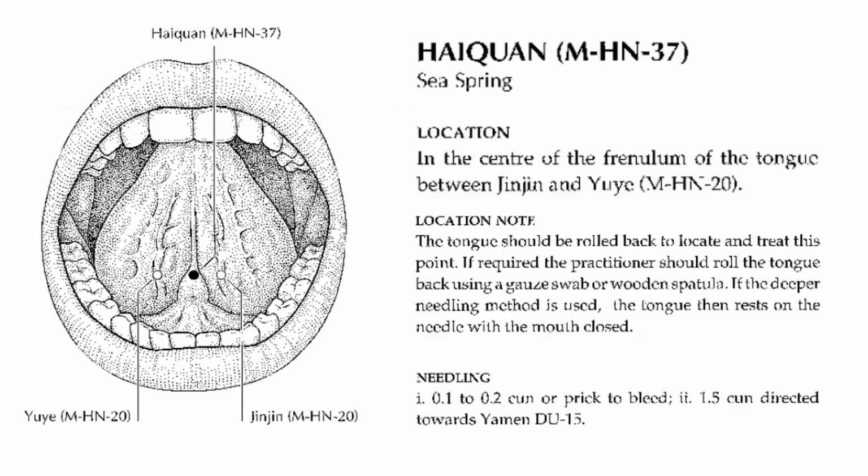Okay, next, MHN 37, Jin Chun spring. Location: in the center of the frenulum of the tongue between Jin Jin and Yu Ye. Location note: the tongue should be rolled back to locate and treat this point. If required, the practitioner should roll the tongue back using a gauze swab or wooden spatula. If the deeper needling method is used, the tongue then rests on the needle with the mouth closed.